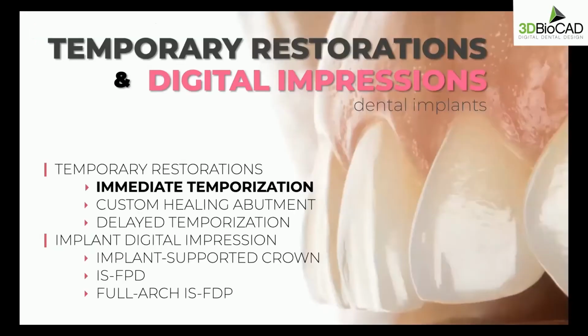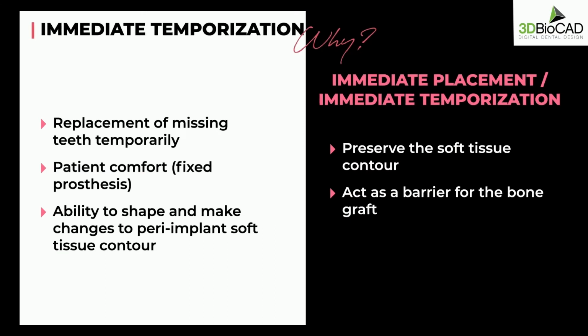First, let me talk about immediate temporization. So on top of the benefits of doing temporization, there are added benefits of doing immediate placement and immediately temporizing the implant. So one benefit is that you preserve the soft tissue contour. When we extract the tooth, we are able to maintain that original gingival margin by placing an immediate temporary crown. And also that temporary crown can act as a barrier and keep the bone graft particles in place so that we don't lose any bone graft particles during the healing phase.